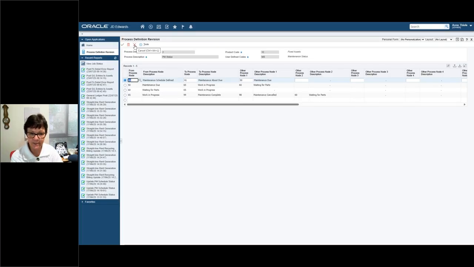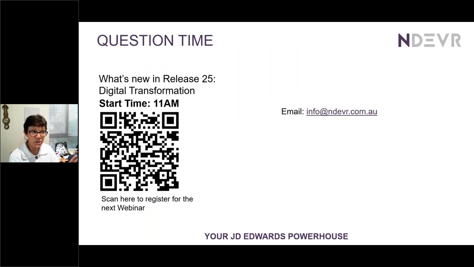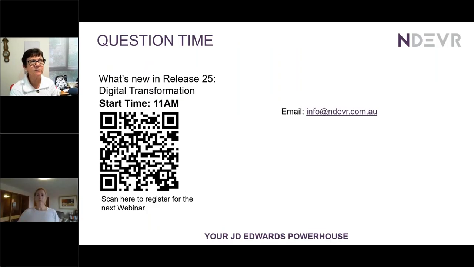The second enhancement that's hot off the press is the order to cash with warehouse template. Similar to the requisition link to purchase orders, this allows for sales orders to link to the warehouse process. I haven't had a chance to play with this one yet, but I will soon, and hopefully I can report back to you on how nice it looks. Okay, so that is all the application enhancements that have been released in January, April, and June this year.